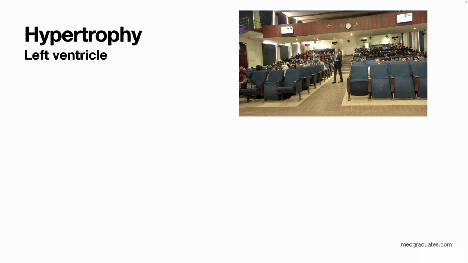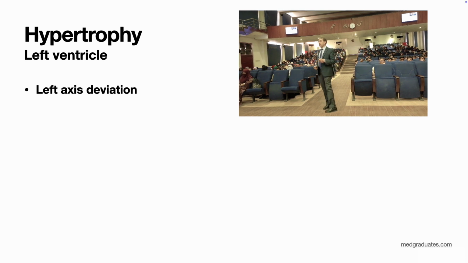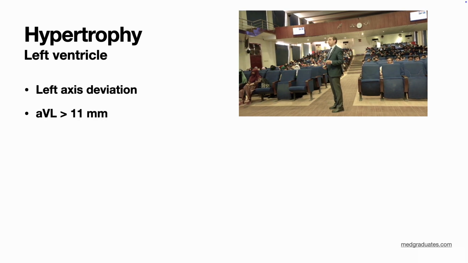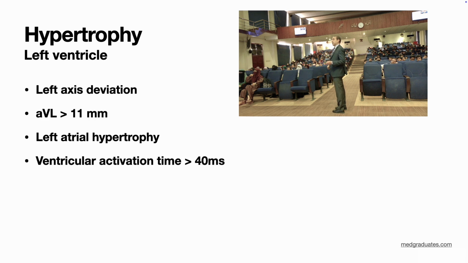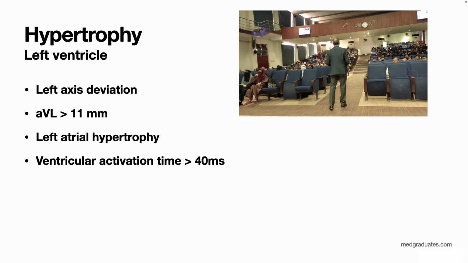Now comes the most important, left ventricular hypertrophy. How do you calculate left ventricular hypertrophy? You use multiple parameters. Left axis deviation, AVL taller than 11 millimeters. There is left atrial enlargement, ventricular activation time greater than 40 milliseconds. What is ventricular activation time? This is also called intrinsic deflection. What is this?